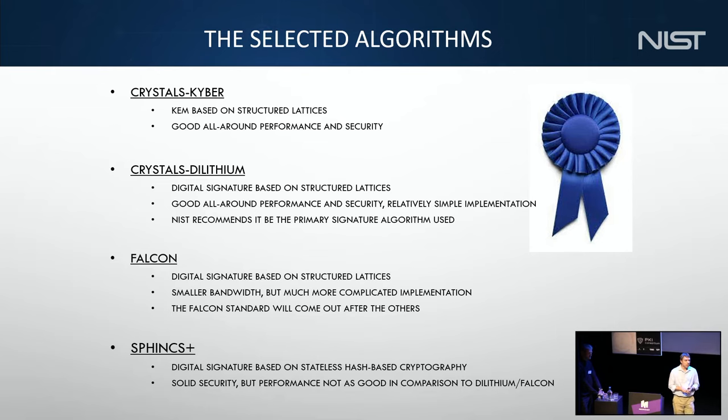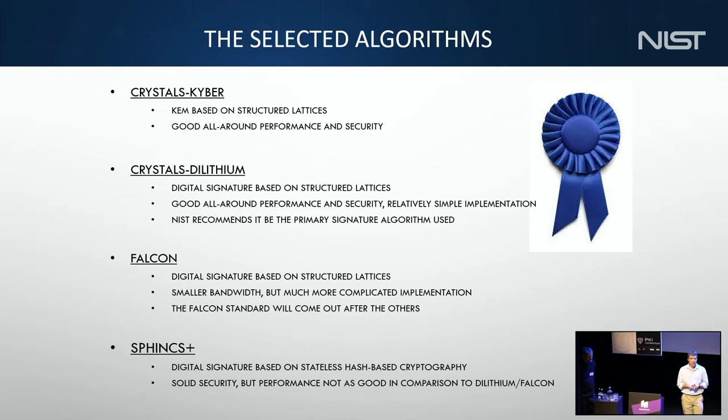So the algorithms we selected, Crystals-Kyber, also Crystals-Dilithium and Falcon, all 3 of those are based on lattice-based cryptography, or structured lattices to bring their key sizes down a little bit. The lattice-based algorithms throughout the process tended to have very good all-around performance, very good security, and they were the most promising family of algorithms, and that shows in the selection that we did. We think Kyber and Dilithium should be the main 2 algorithms that people use for their various applications. So those will probably be the 2 for key exchange and for signatures.